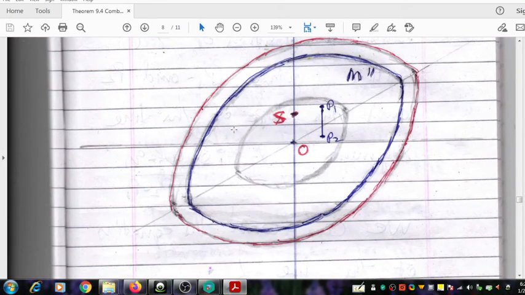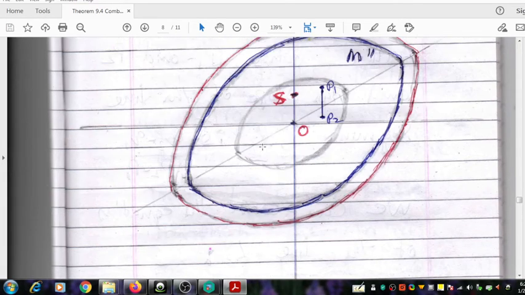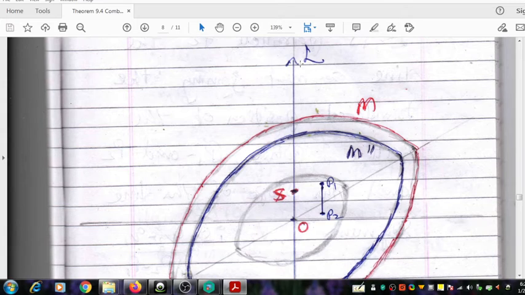Okay, then we have the new translated points P1 and P2. But also we can see that this is the translated line L. That line passes through the origin, that is clear, and also it is parallel to the segment joining the new points P1 and P2. That condition will also be there.